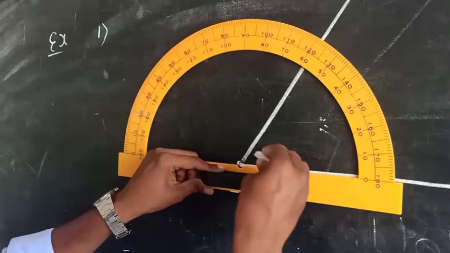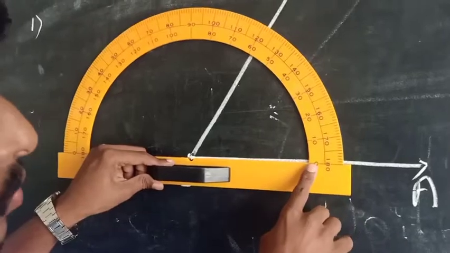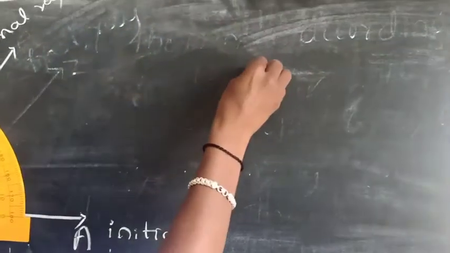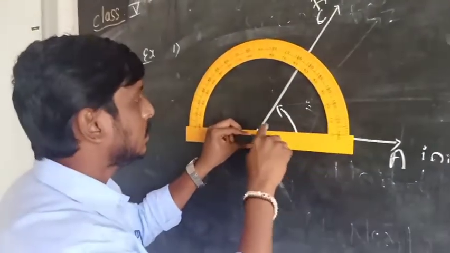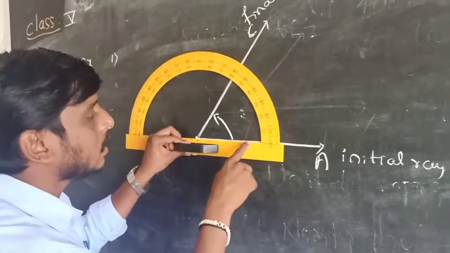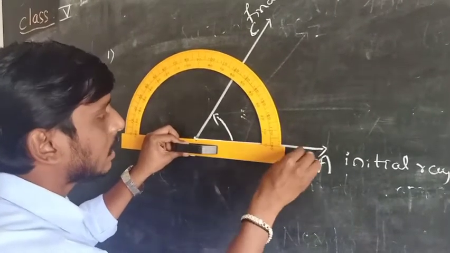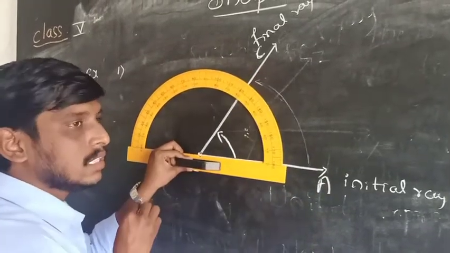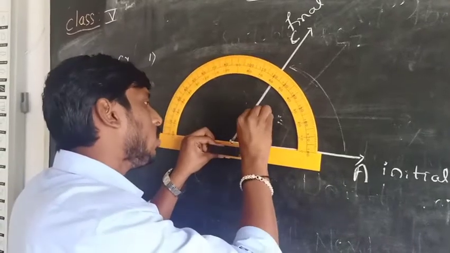And now check whether this initial ray starts from 0. See, this is the vertex, this is the initial ray, and the initial ray and baseline lie exactly on the same line. Okay, so here the initial ray moves towards this direction. Which direction is this, clockwise or anti-clockwise? So this is the anti-clockwise direction.